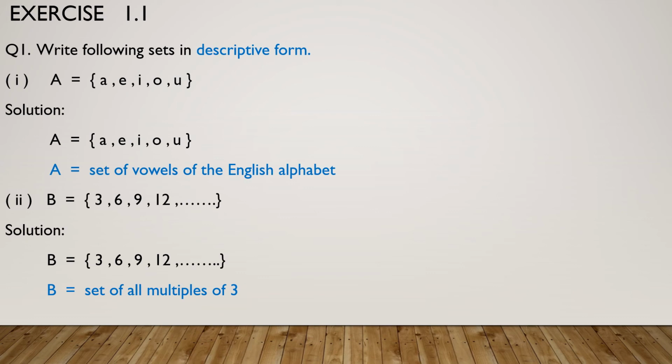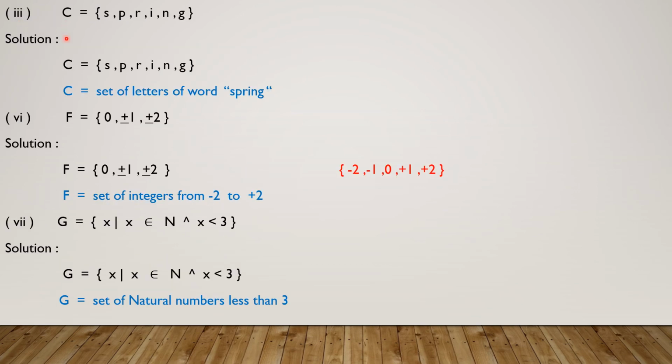See part number 2. Set B is given to you: 3, 6, 9, 12. All of these are multiples of 3. So we describe our set in the form of a statement. What will we write? Set of all multiples of 3. We write a statement about our set. Part number 3 is C equals spring, S-P-R-I-N-G. So we will write this set in descriptive form, meaning we describe our set in the form of a statement, since all of these are letters. Which letters? Letters of the word spring.